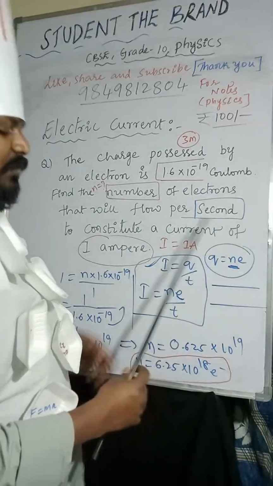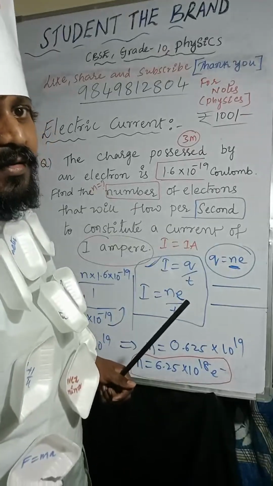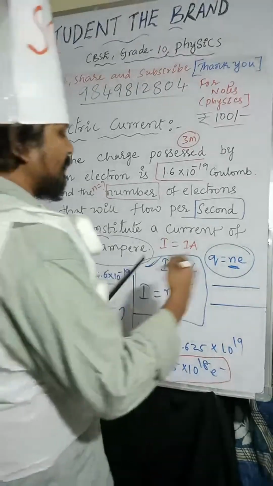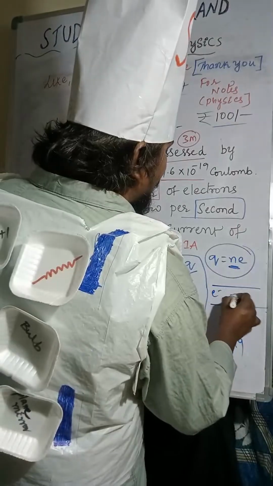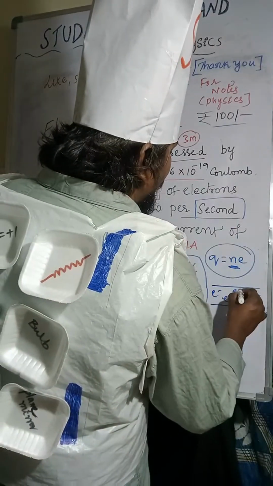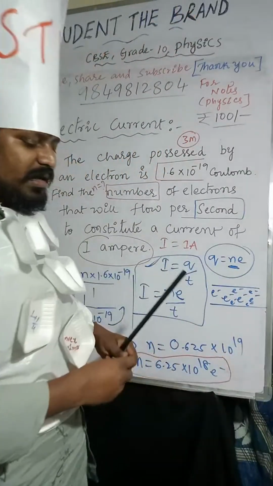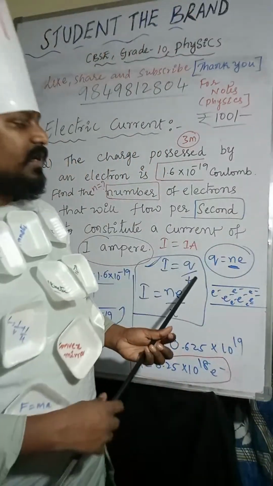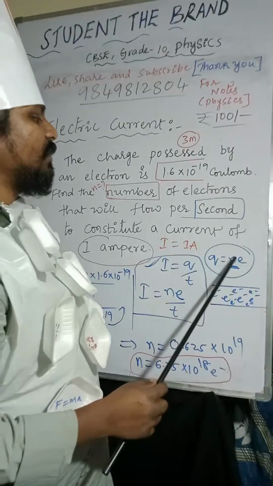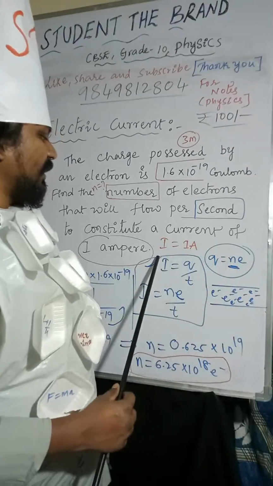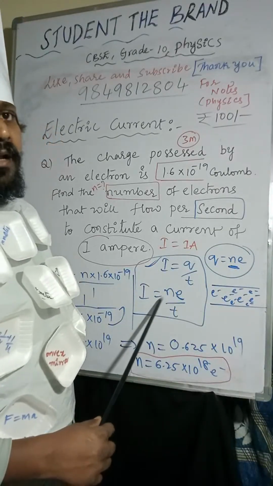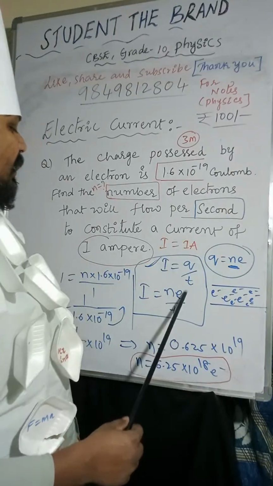Only one electron or two electrons flowing, we can't say current is flowing. There are many charges moving inside the conductor, and that we consider as quantization of charge. So Q equal to Ne, I equal to Q by T, I equal to Ne by T.